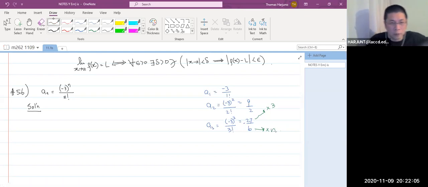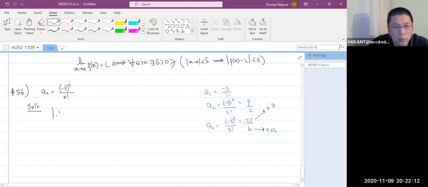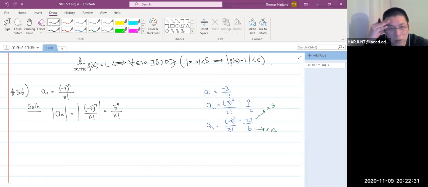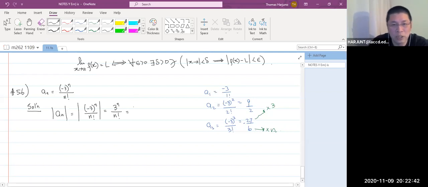So let's see some pattern here. Let me say the absolute value of a_n. That's the absolute value of (-3)^n over n factorial. That will be 3^n over n factorial. This way, I don't need to take care of the positive and negative. Now, can you tell if this converges, and to what? Eventually this will be 3 over n times 3 over n minus 1 times 3 over n minus 2, all the way to 3 over 3, 3 over 2, 3 over 1. Is that right?